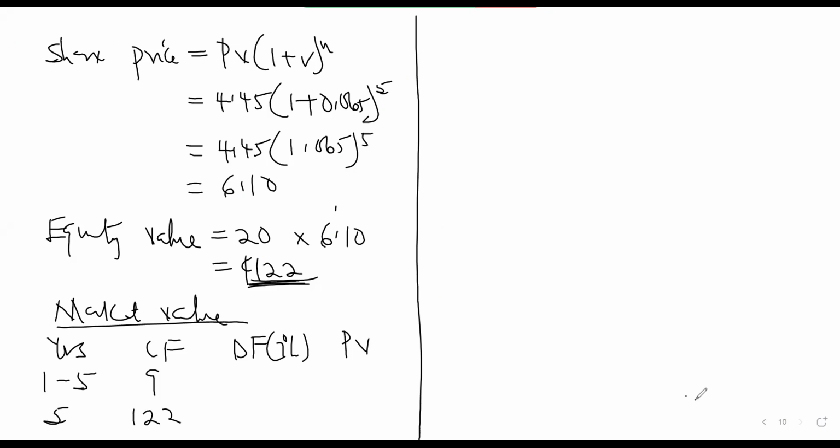So what is the annuity factor at 7% for 5 years? What are you getting? 4.100. Okay. Discount factor at 7% in the 5th year. What are you getting? 0.713. So let's find their figures now.